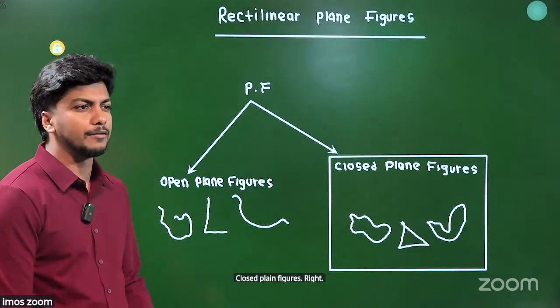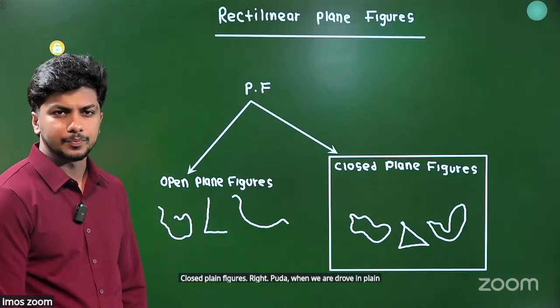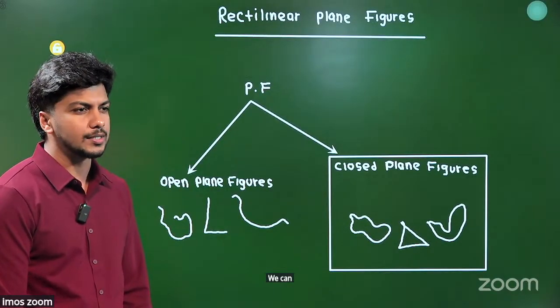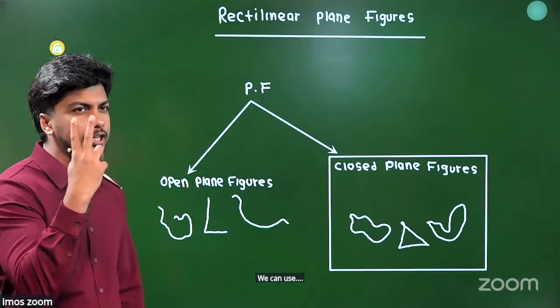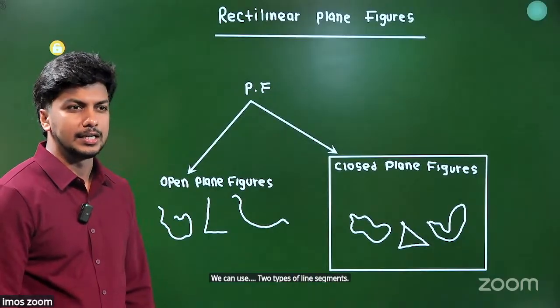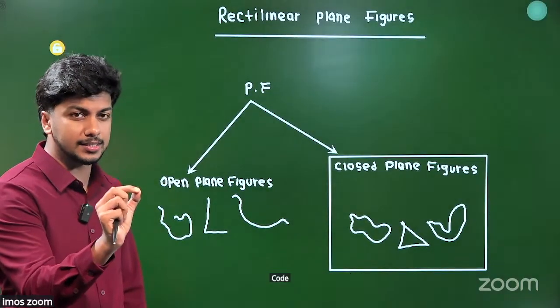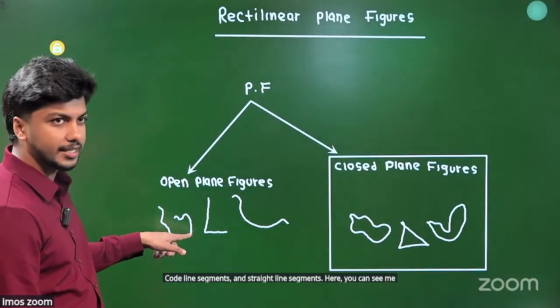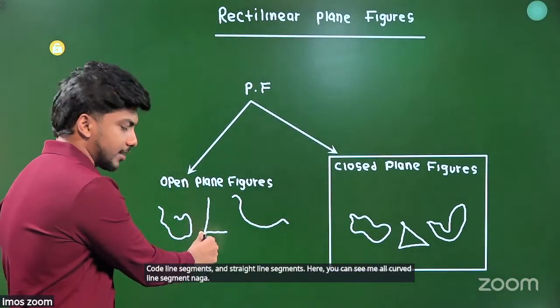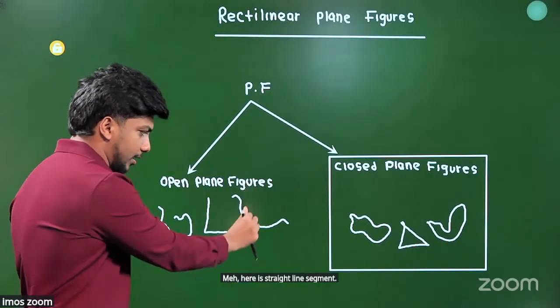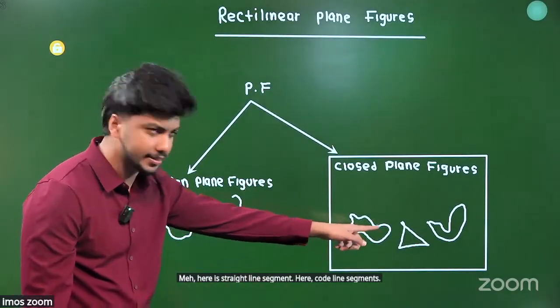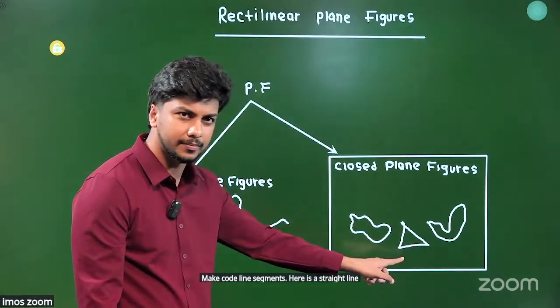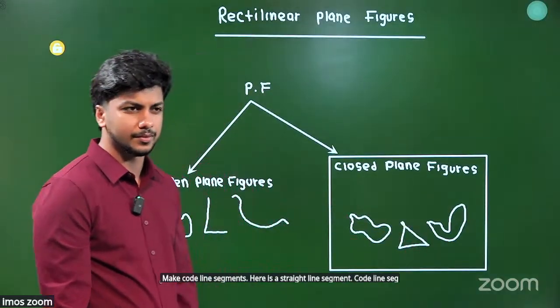When we are drawing plane figures, we can use two types of line segments, curved line segments and straight line segments. Here you can see curved line segments. Here is a straight line segment. Here, curved line segments. Here is a straight line segment. Curved line segments. Right.